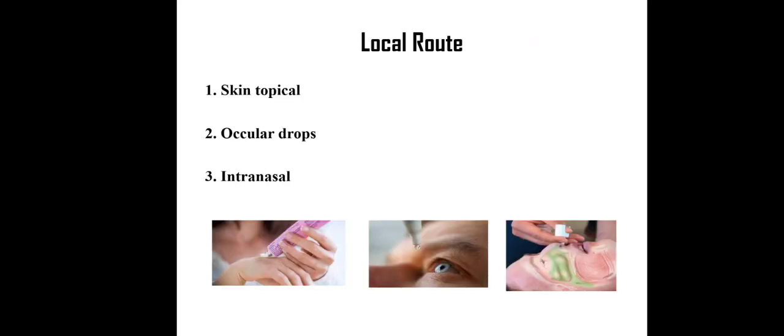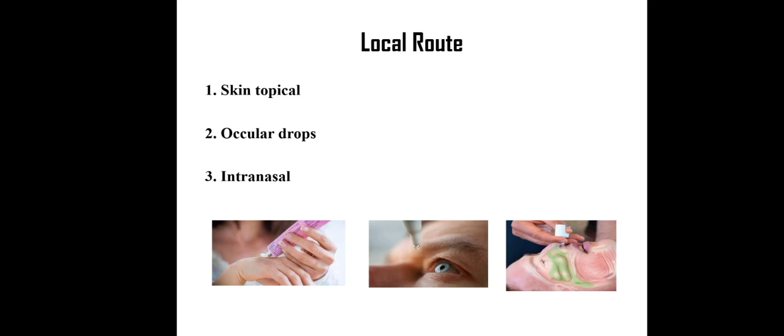Next is the local route. First, skin topical. Topical drugs are applied to specific locations on the body, and are also used for treatment of disease on body surfaces like skin and mucous membrane. Some topical medicines like creams, foams, gels, lotions, and ointments might be used.